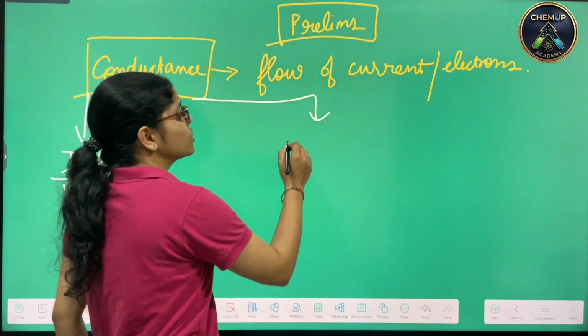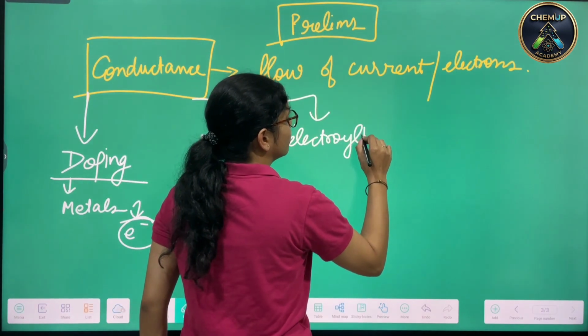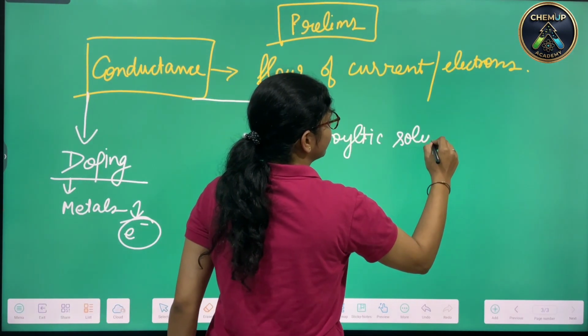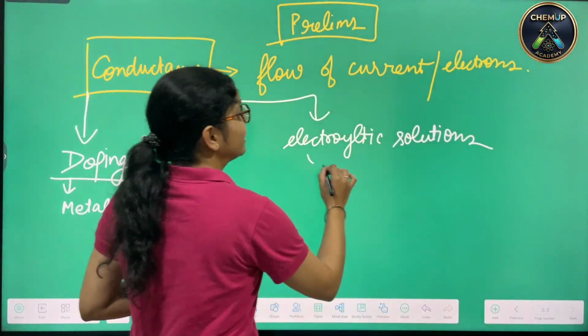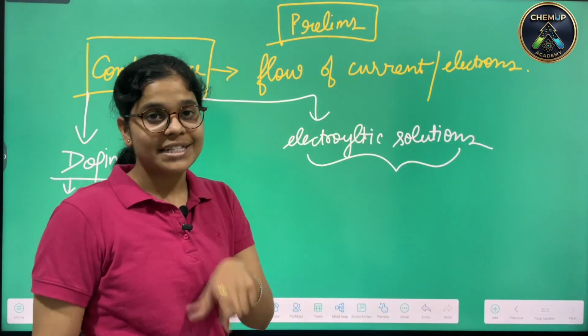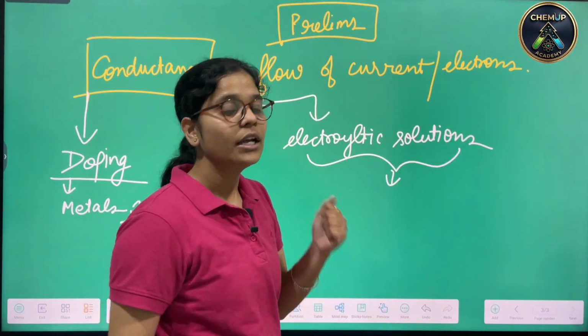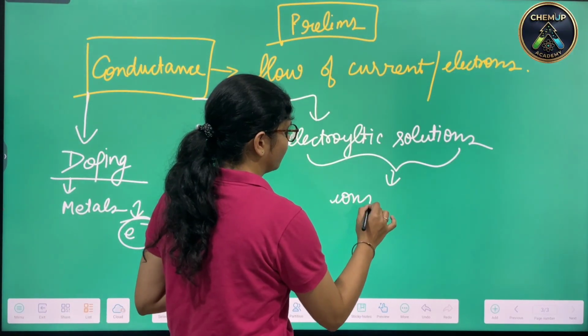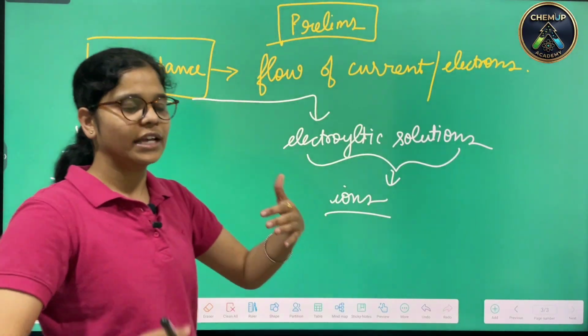Now we can also say that electrolytic solutions also conduct electricity. We all are aware. And in electrolytic solution, what is the basic factor that is prevailing? The basic factor that is prevailing is nothing but the ions. So these are basically the two things that we can see or we can observe.